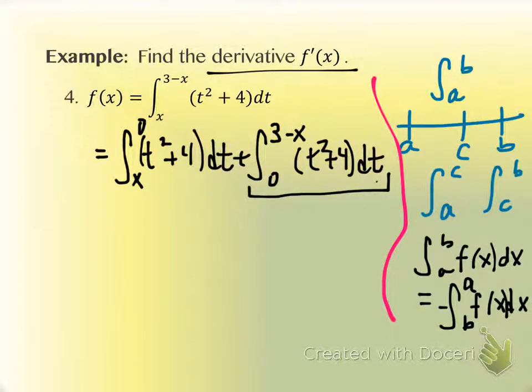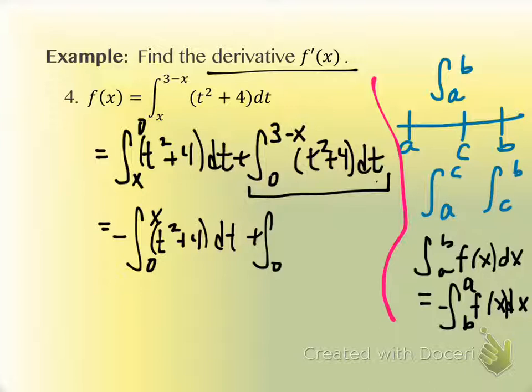Make it negative. You can switch them if you put a negative. Is that what you were thinking, Kaylee? Oh, you should have said it. All right. Yeah, you just put a negative in front. So we can take the problem that we're working with and we can change this so it has a negative in front, and then it can go from 0 to x of t squared plus 4 dt plus the integral from 0 to 3 minus x of t squared plus 4 dt.